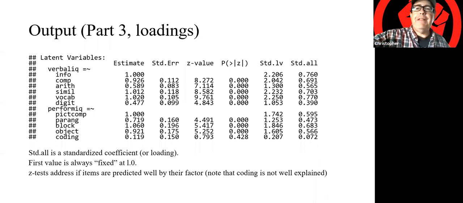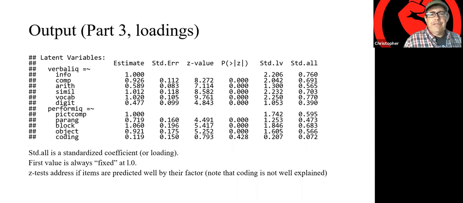All right. The next thing that we see are our loadings. These are basically like regression weights. Getting at the relationship between each of these individual variables and the latent construct, or technically how well each variable is predicted by that latent factor. A couple of things to observe here for verbal IQ. All of the variables we expected to go with verbal IQ are statistically significant. That is, they're at least related to that. This is a z-test that we get in this case.